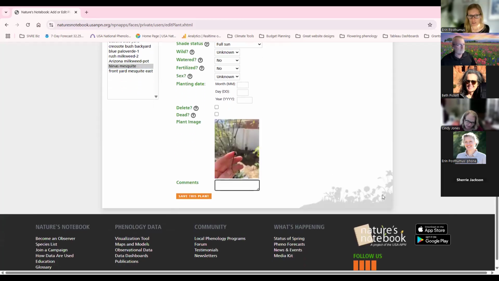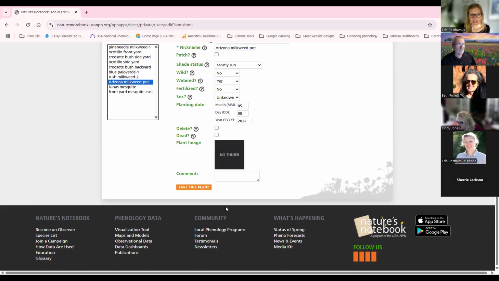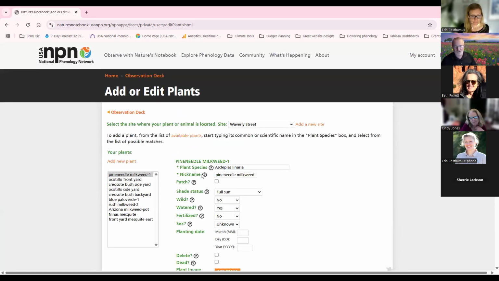And this is where I could also put comments about it. Like for my milkweed pot, I could add something like, this plant is in a pot. And that might help add some context, and then save it. So that's where you add it. Aaron, there are a couple of follow-up questions here. One is asking, can I add multiple photos of my plant? Nope, you can just add one. So that's the limit.